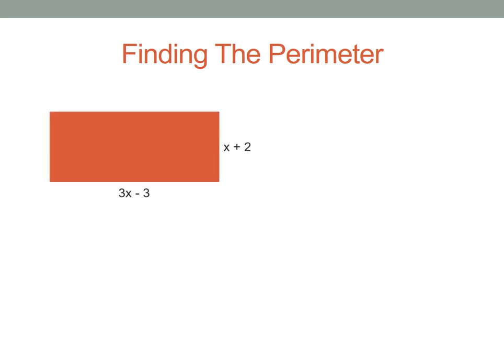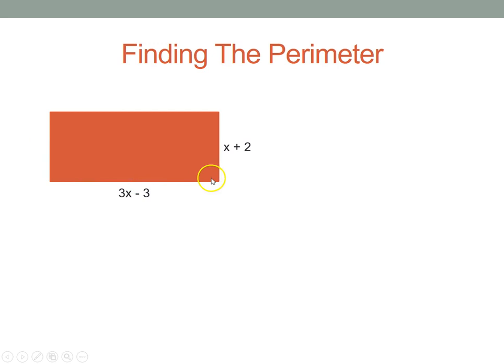So let's apply this to geometry. Let's apply what we learned. If we want to find the perimeter of this rectangle, and I'm telling you one side is 3x minus 3, one side is x plus 2, now we need to find the perimeter. How do we find the perimeter? Oh yeah, that's right. The perimeter is when I add up the length of the outside of the shape.